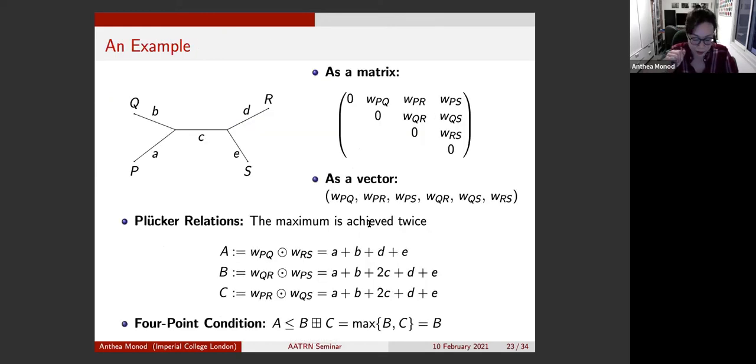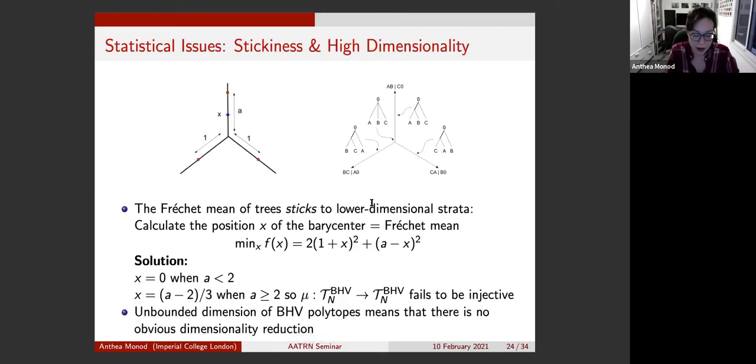So maybe before we do that, I'll give you a quick example of trees and this four-point condition. Here, this is a phylogenetic tree. You can represent this tree as a matrix, with all the distances between all the leaves, and then you can stack it as a vector. Then you write down the Plucker relations, you see that the maximum is achieved twice and that this inequality holds. So you indeed have a tree.